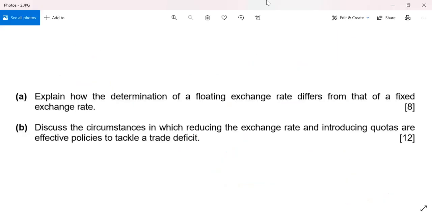We have just done this question: explain how the determination of a floating exchange rate differs from that of a fixed exchange rate. One thing that I might not have explicitly said, but I'm saying it right now: we are not having A2, so we can do it some other time.